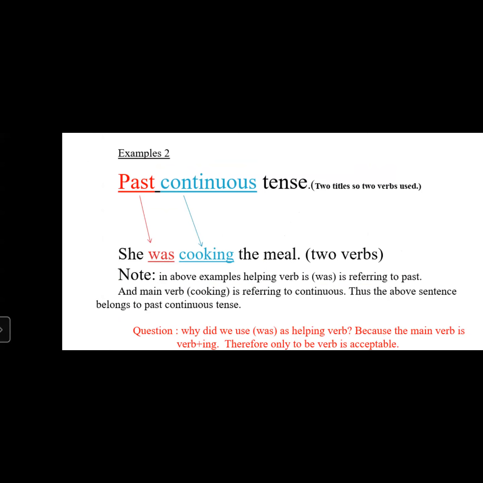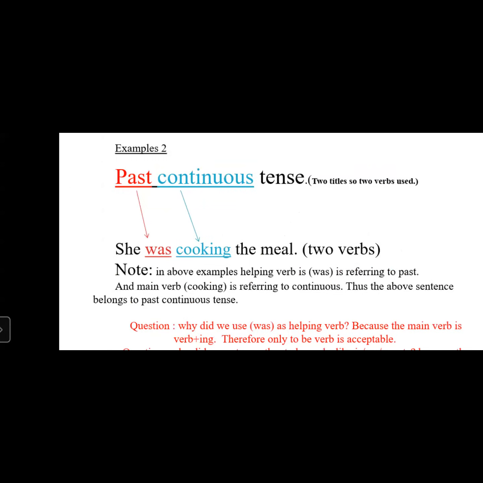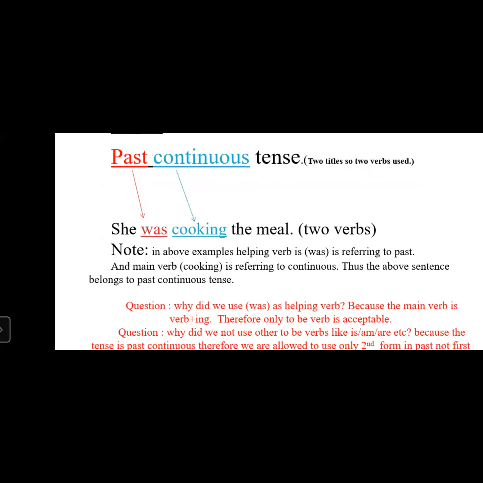तो continuous को introduce करने के लिए we go for the same verb ing, और past को introduce करने के लिए we will have to use the second form of to be. And what is the second form of to be? Was and were. And after she, was is acceptable. She was cooking the meal.